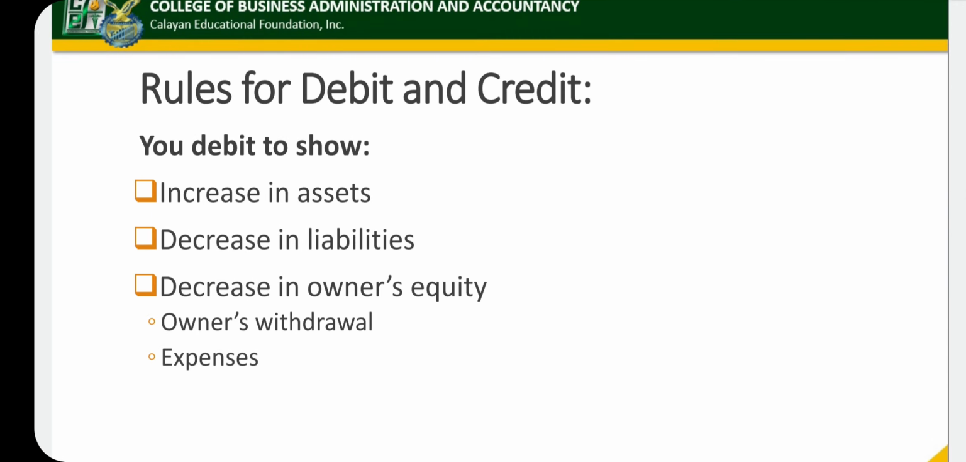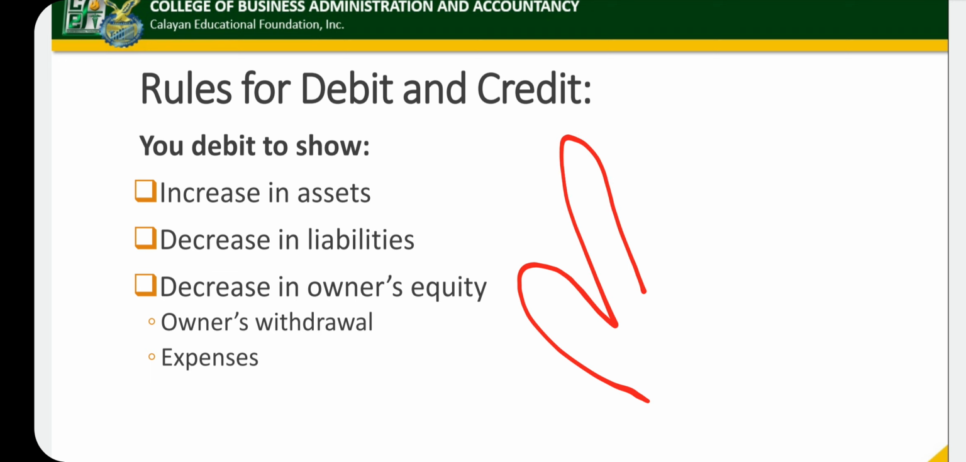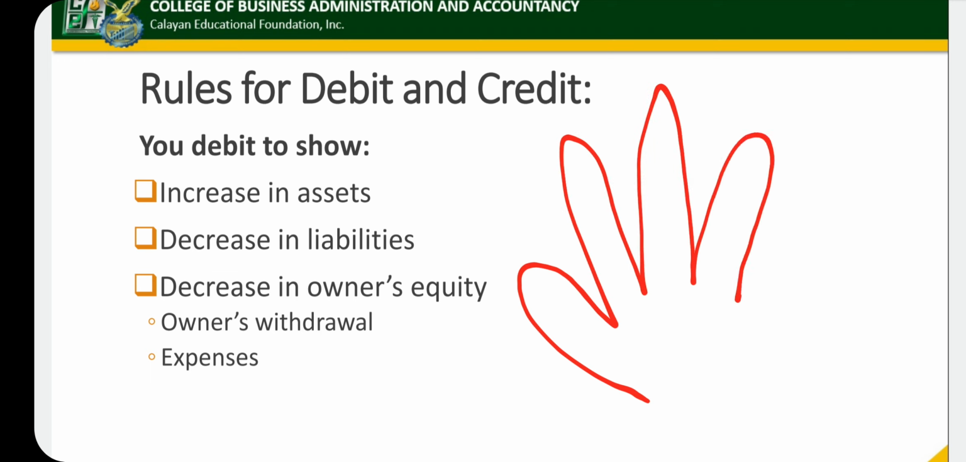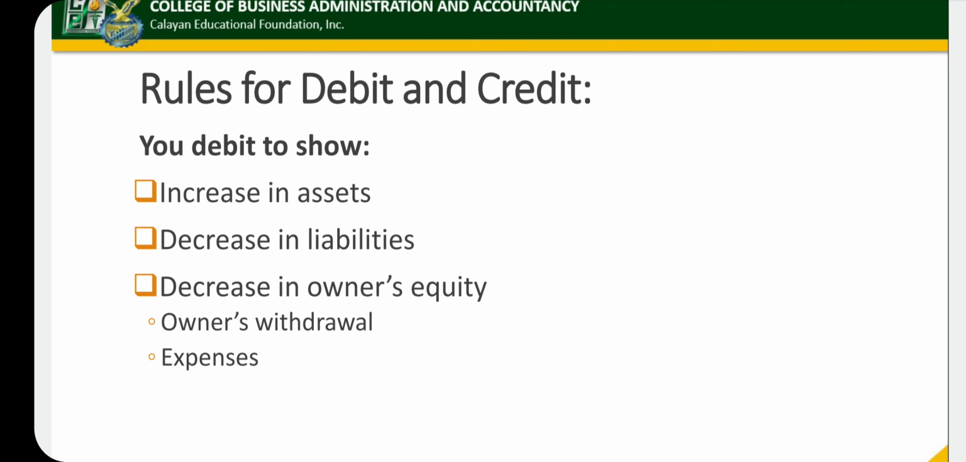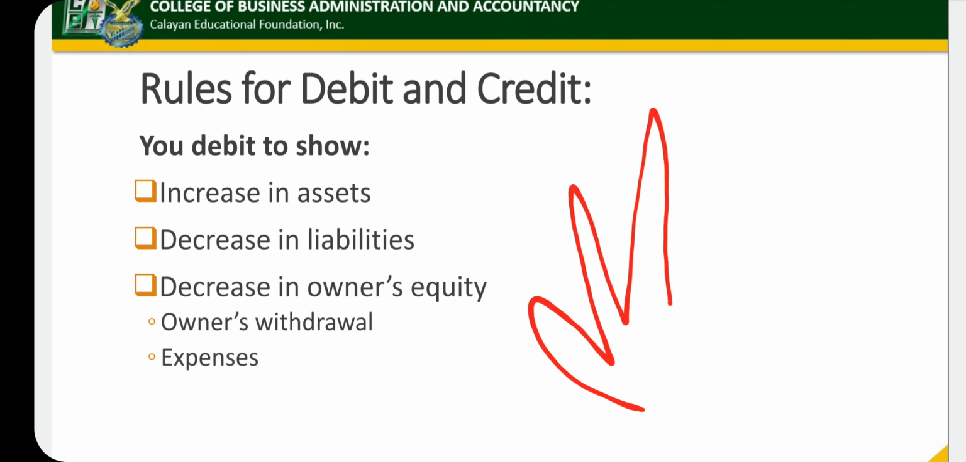So here are the rules for debit and credit. You debit to show increase in assets, decrease in liabilities, decrease in owner's equity. Class, take note of the imaginary tattoos that I have taught you. For example, sorry for the drawing, for example, these are your fingers.